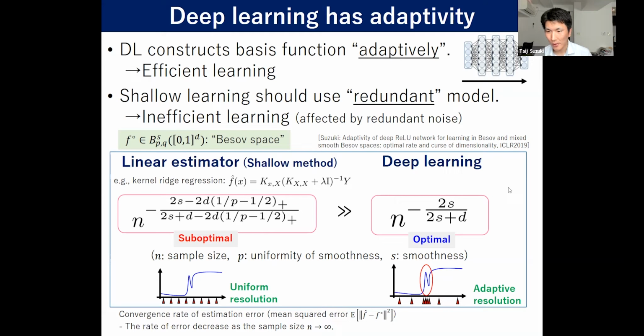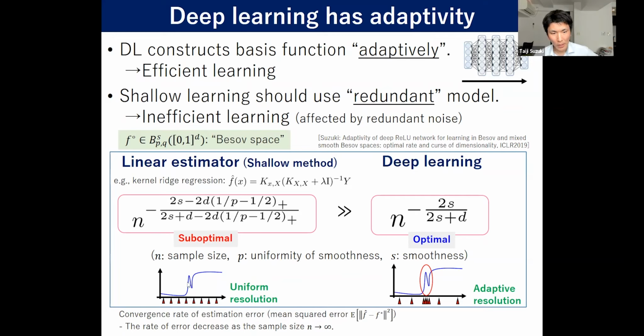I guess it answers your question. Even if you don't know the smoothness parameter S, by tuning the structure, the size of the deep neural model, you get this learning rate. That is a good point of neural networks.